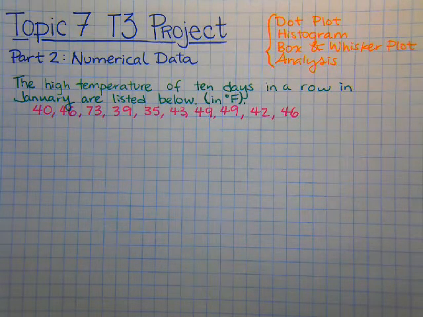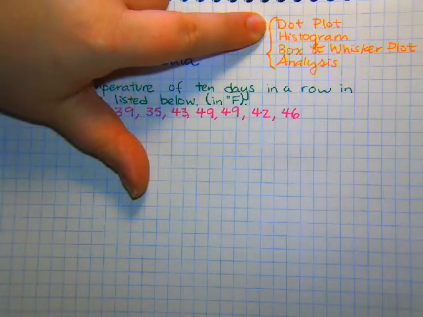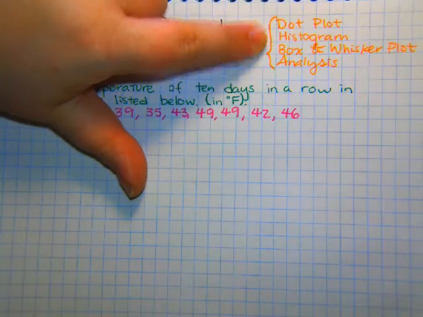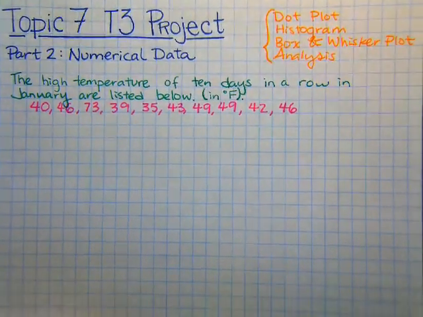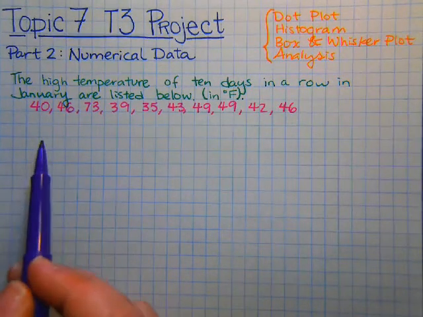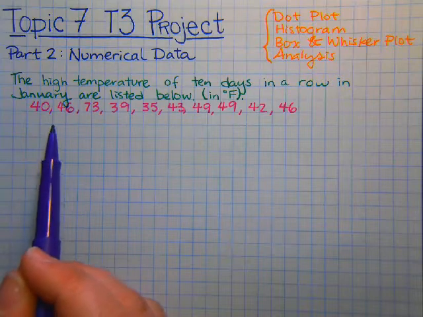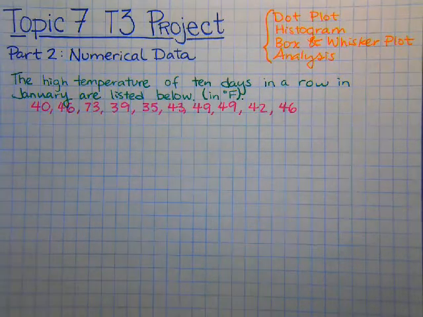It addresses numerical data. So things that you'll be asked to do in this section would be to create a dot plot for the numbers, histogram, box and whisker plot, and then give some analysis on that information. So here is the problem. Again, not exactly the same as in your practice assignment, but it should help you figure that out.